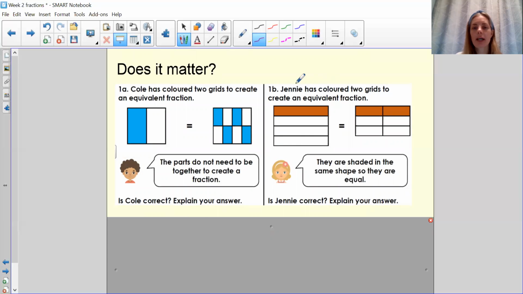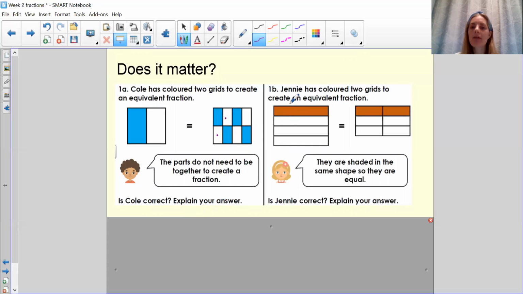Right, so let's have a quick look at these 2 questions. It says Cole has colored 2 grids to create an equivalent fraction. So there's grid 1 and there's grid 2. It says here, the parts do not need to be together to create a fraction. So what they're saying is here, all the blue parts would actually be together over here. So this should be blue and this should be blue. These should be white, like so that it matches up to this one. Does that matter? And have a think. Write your answer down on your piece of paper. And if you need to pause the video, pause the video. So do you think yes or do you think no? Maybe give a little quick explanation as well.